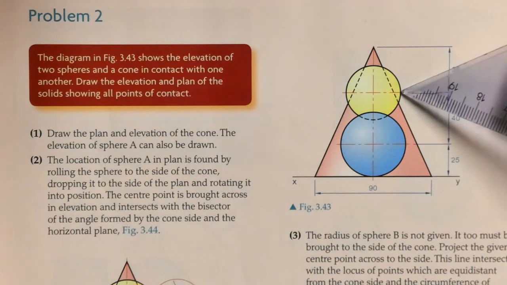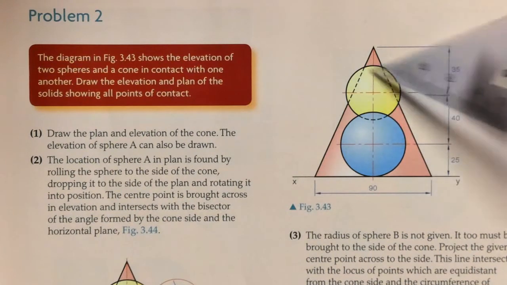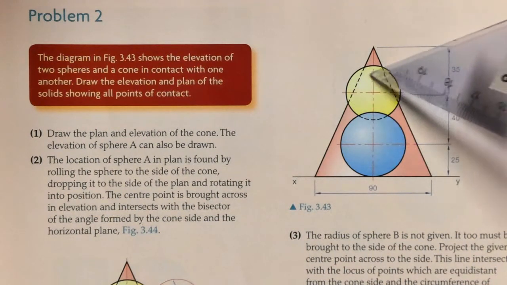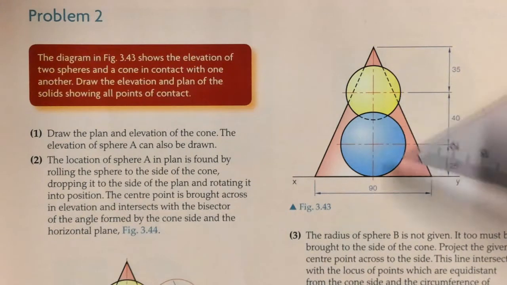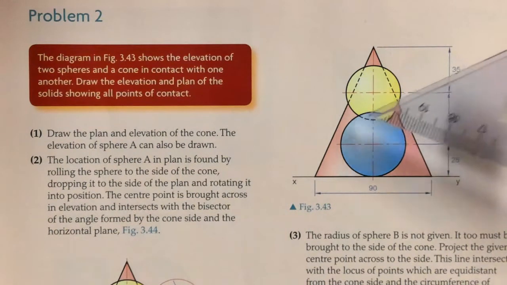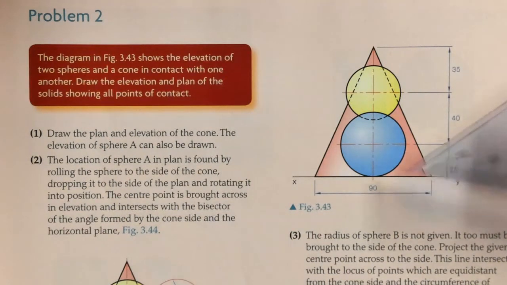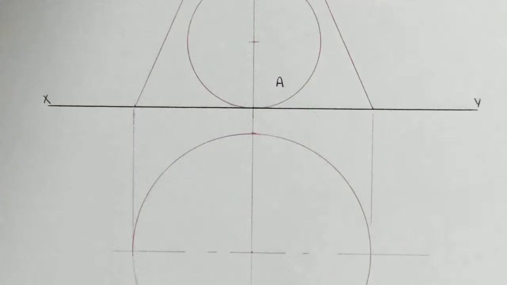However, it does not tell us the radius for the yellow sphere, so we're going to have to work that out in a while, probably using loci or something like that. Basically we have to draw the elevation and plan views of this structure, locating all points of contact. So we're going to get that started now, guys.